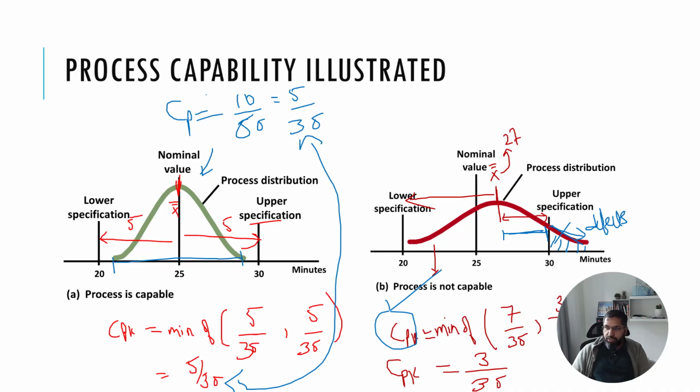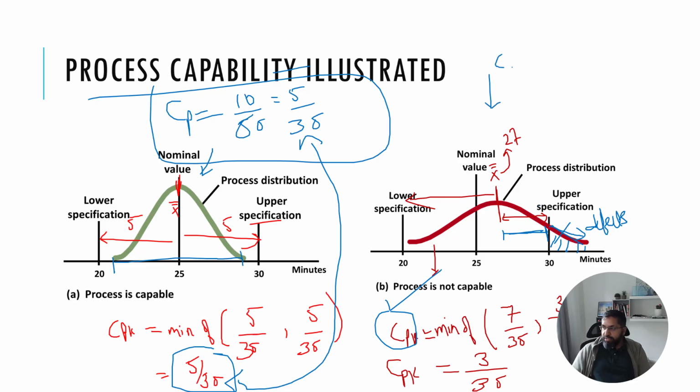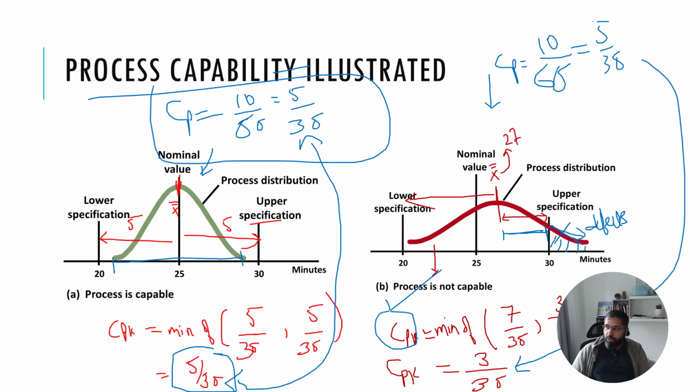CP, which doesn't concern X bar bar, is not concerned with centering. So CP is 5 over 3 sigma and CPK is 5 over 3 sigma. But when you're off center, CP is still going to be 10 over 6 sigma, which is 5 over 3 sigma, but CPK is 3 over 3 sigma. So notice that when you're off center, CP does not detect it. CP is only comparing the variability in the process with the allowable width.